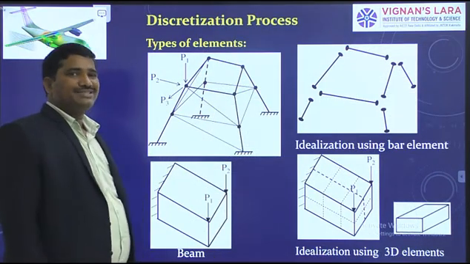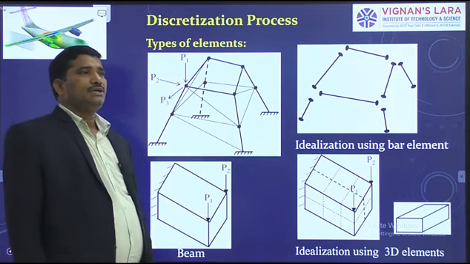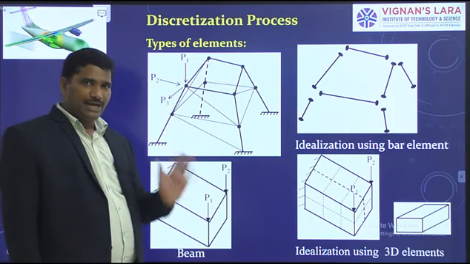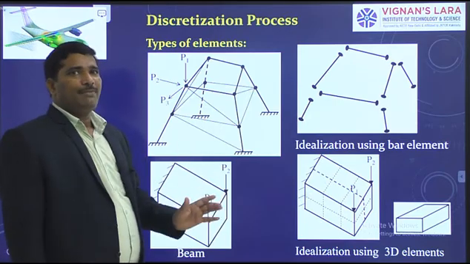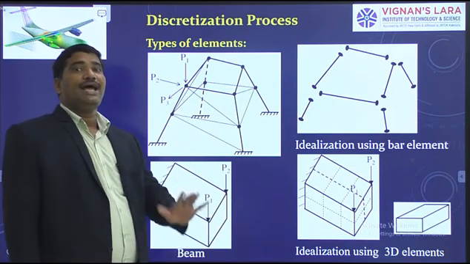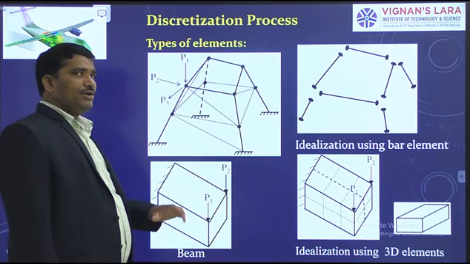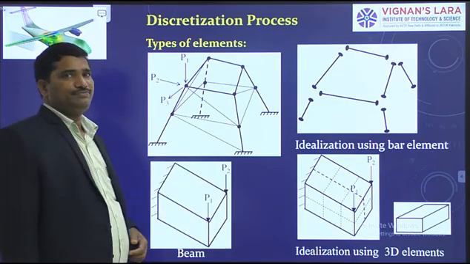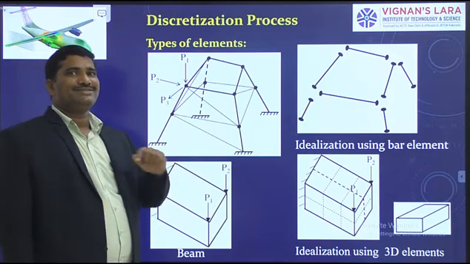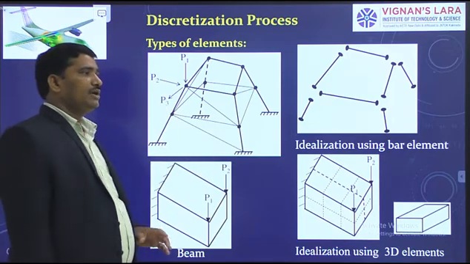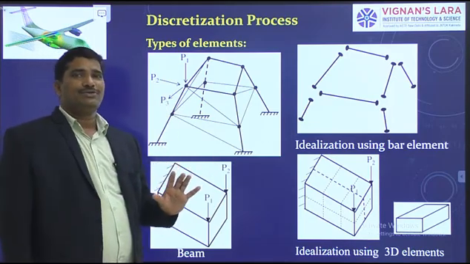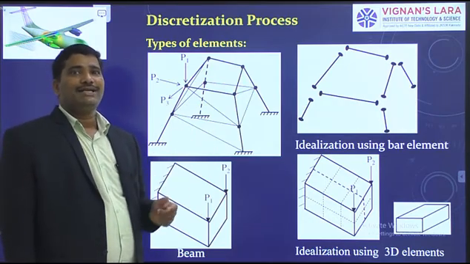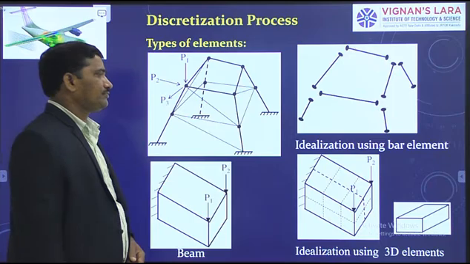So far we have discussed the types of elements. We have seen the 1-dimensional elements, 2-dimensional elements and 3-dimensional elements. We have seen both linear elements and higher order elements. Linear elements possess straight sides. Higher order elements possess curved sides and also contain mid-side nodes.